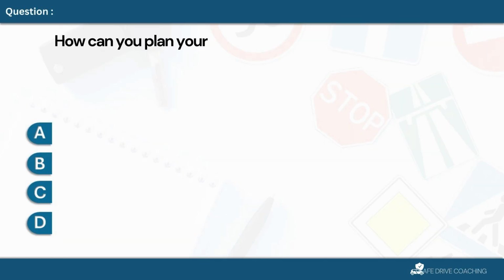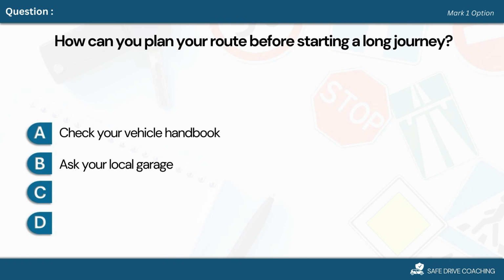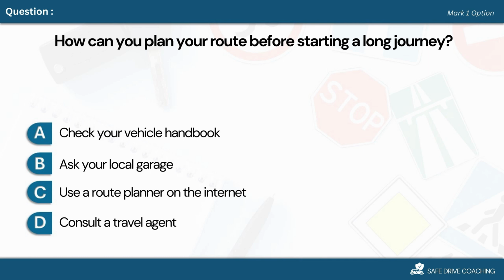How can you plan your route before starting a long journey? A. Check your vehicle handbook. B. Ask your local garage. C. Use a route planner on the internet. D. Consult a travel agent. The correct answer is C. Use a route planner on the internet.